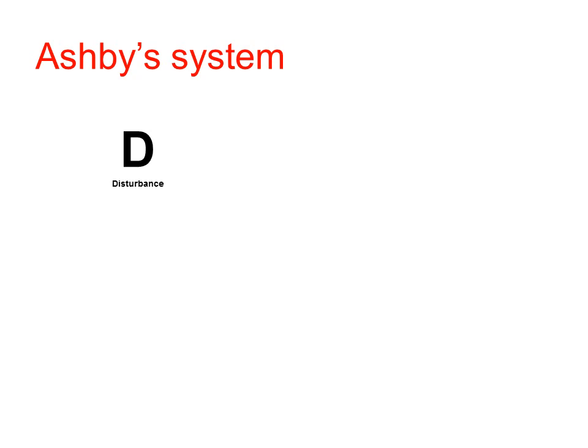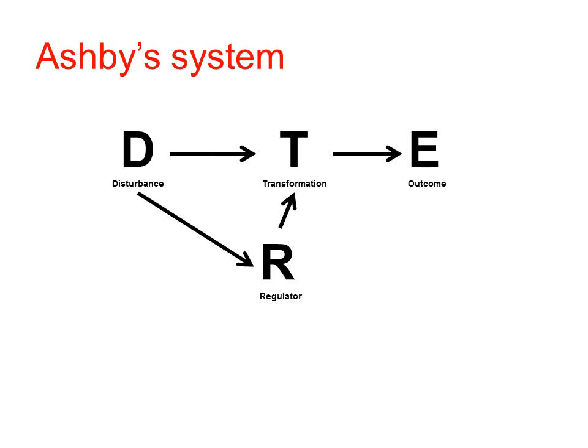Now Ashby modelled this. He said our input is a disturbance that acts on our transformation activities, which creates our output, our outcome. He labels these D, T and E. Now the disturbance is somehow regulated, and this acts on our transformation. The regulator is controlled by controller C.